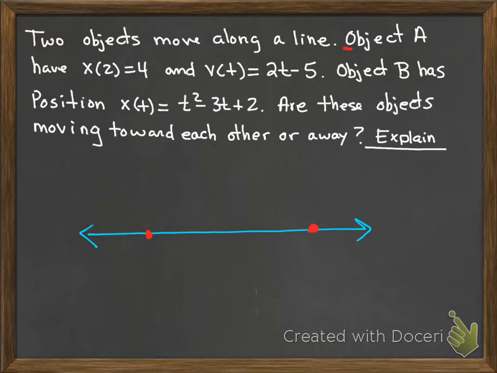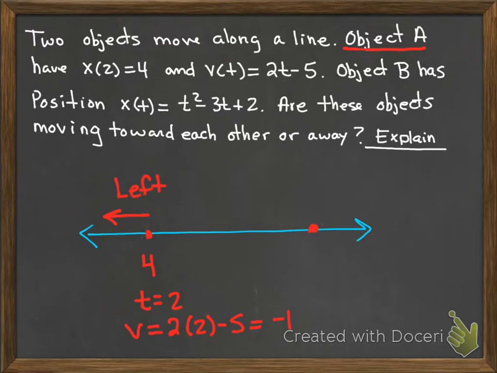Well, object A at time equals 2 has a position of 4. So we don't know where the other one is, but we're going to say this one's 4 at t equals 2. And it gives us a velocity as 2t minus 5. So that means our velocity equals 2 times 2 minus 5. Well, that's negative 1. And if we have negative velocity, that means we are moving to the left.